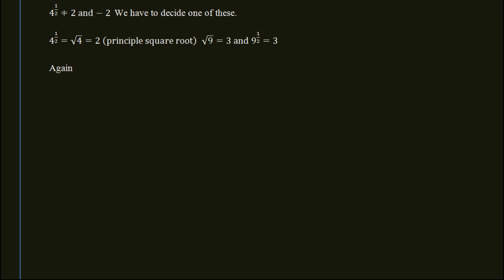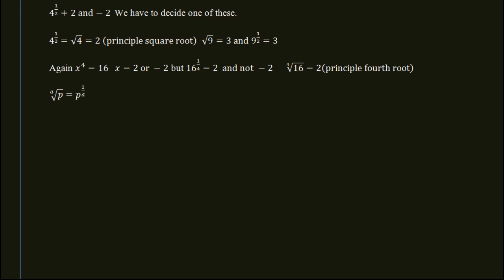And, again, let us consider the equation x to the power 4 is equal to 16. x will be equal to 2 or -2, but 16 to the power 1 over 4 is equal to 2, and not -2, so the fourth root of 16 is equal to +2 and not -2. +2 in this case is called the principal fourth root of 16 to differentiate it from -2. Now we know that the nth root of p is the same as p to the power 1 over n, but when n is even, the positive nth root is considered to be the answer.